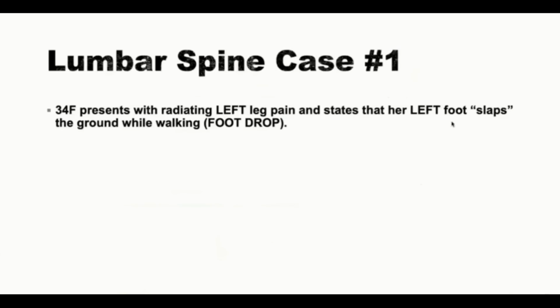All right, so let's talk about the lumbar spine case 1. A 34-year-old female who's presenting with left leg pain, and her left foot is slapping the ground when she steps, while walking. Call that a foot drop. So what that's telling us is that when she is trying to engage and initiate the stance phase of her gait, she cannot gradually lower the forefoot down. It just drops. That means something that is supposed to facilitate that is weak, typically the anterior musculature.